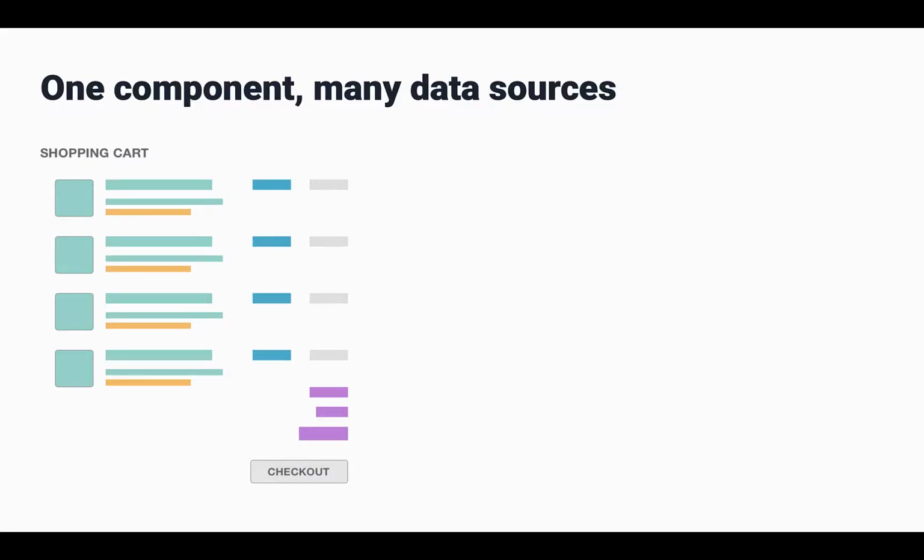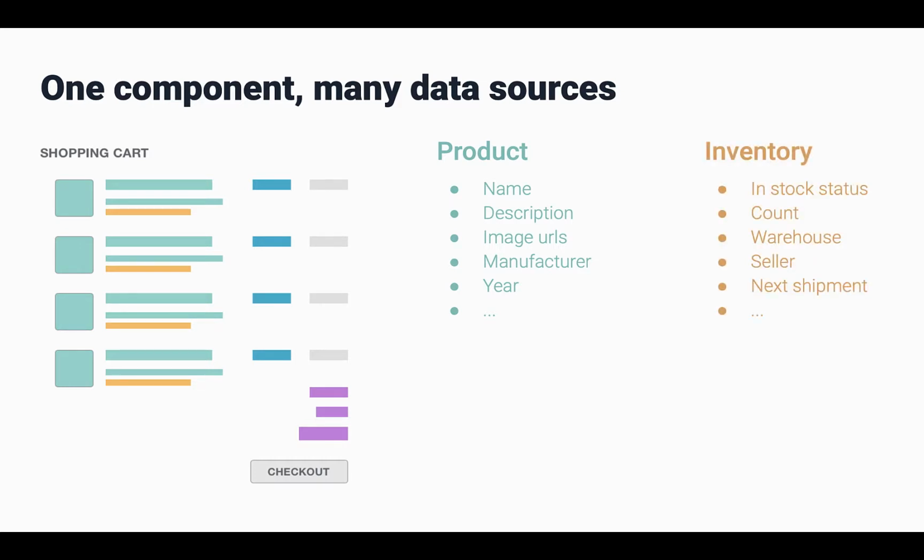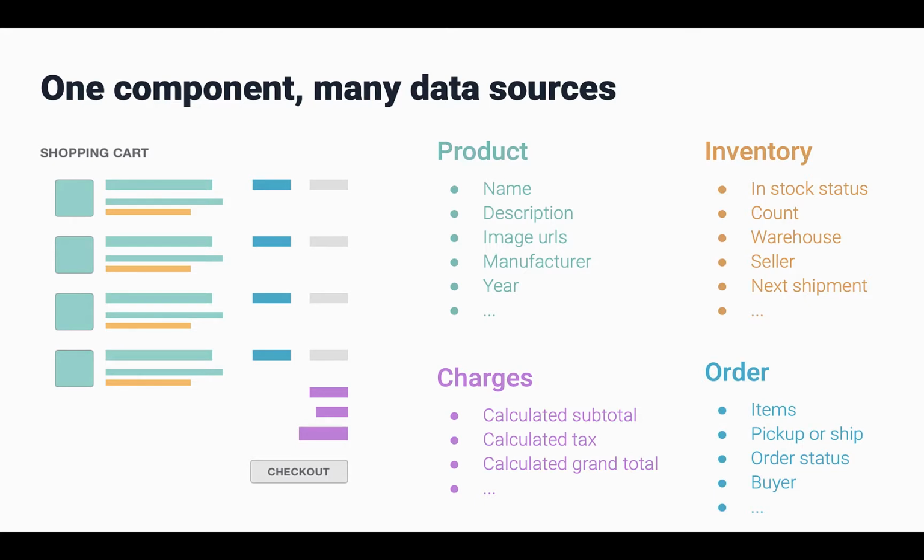This single component actually incorporates data from a variety of sources. Product, the information about the item itself, like name and manufacturer. Inventory lets us know if the item is available, or perhaps warns us if only a few are left. Charges, calculations about payment. And order, the overall information about the cart, such as items and checkout status.